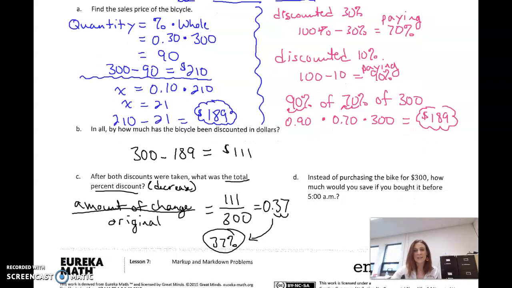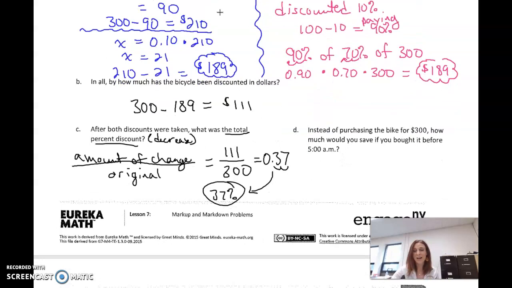Now, instead of purchasing the bike for $300, how much would you have saved if you bought it before 5 a.m.? Well, that's our discount here, okay? We would have saved $111, okay? Probably, since it's Black Friday, you'll still get a deal if it's after 5 a.m., but saving $111 is kind of nice on a $300 mountain bike, okay? So again, we're really still working with percents. We're expanding our knowledge of it and thinking of it in terms of markups and markdowns.